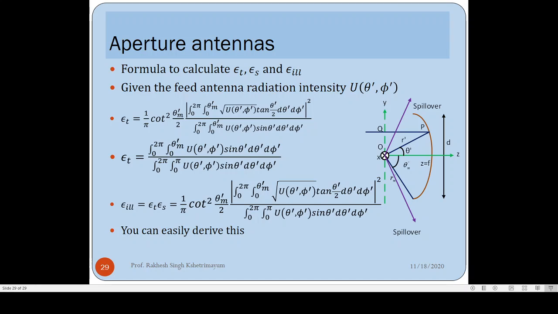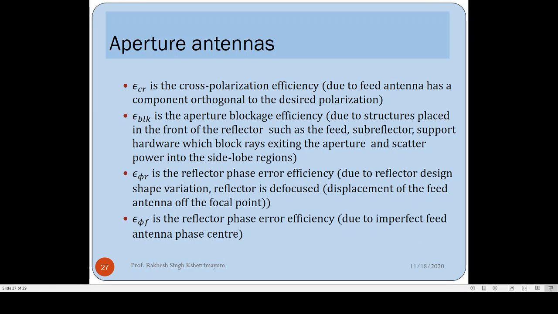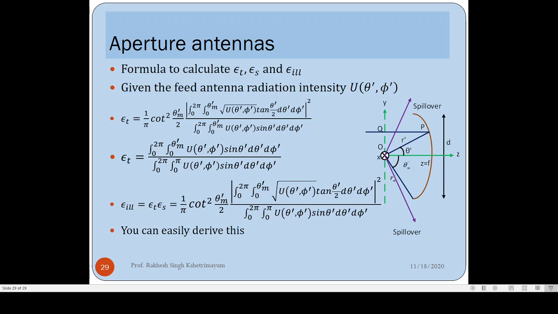After that, we found the gain of the parabolic reflector antenna. Such big antennas usually have huge gain. In the gain you have the usual 4 pi by lambda squared, then the area of the aperture, then the radiation efficiency, then the illumination efficiency. Illumination efficiency can be divided into two parts, one due to the taper efficiency, another due to the spillover efficiency. Spillover efficiency is the new efficiency we have considered here.